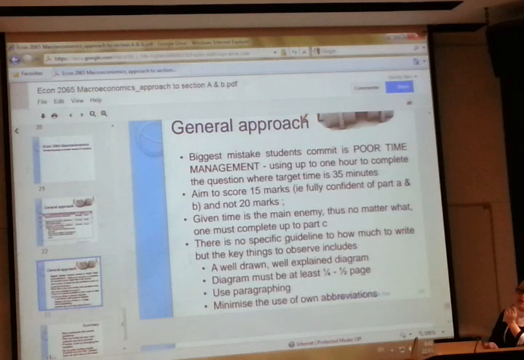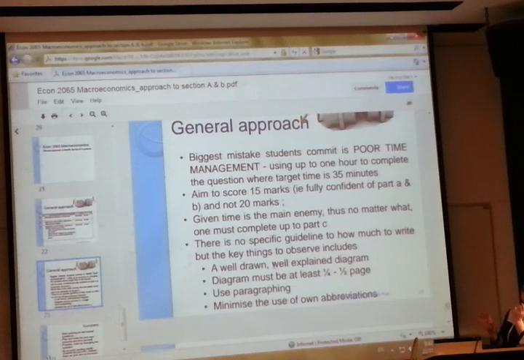But what is important is your diagram. 80% of the time your answers require a diagram, and the answer comes from the diagram. They tend to ask you to shift or change the slope. Therefore, the diagram must be well drawn and well explained. It must be sizable. Don't draw a small diagram and then expect the examiner to give you marks.